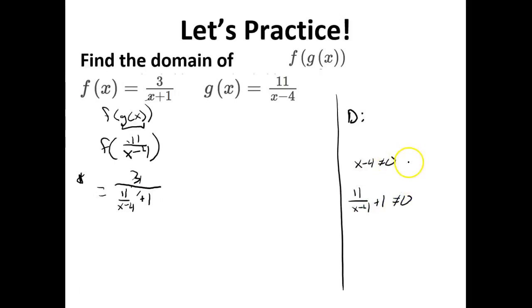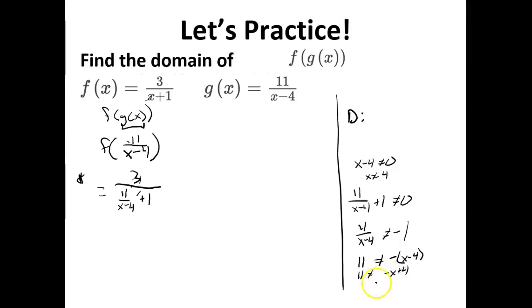In this top case, x just can't equal 4, and in this bottom case, 11 over x minus 4 can't equal negative 1. I would multiply both sides by x minus 4, so I'd get 11 equals, or can't equal, negative times x minus 4. Do some simplification here.